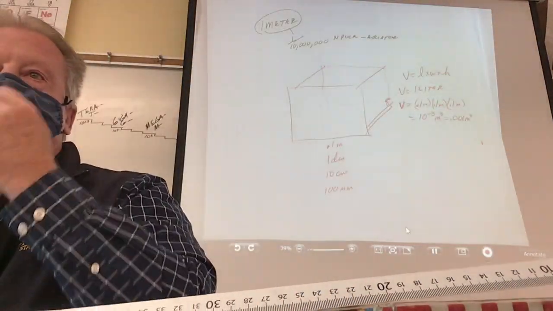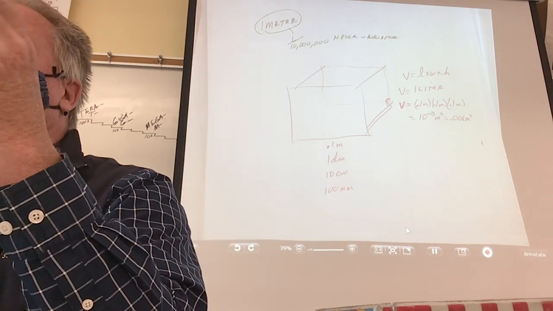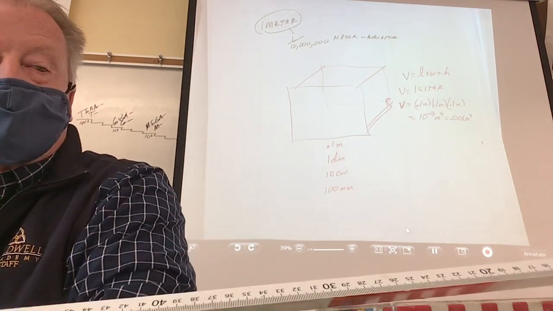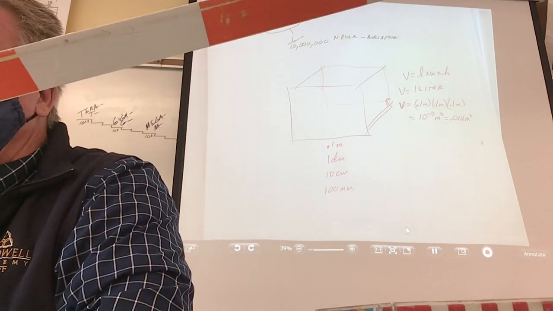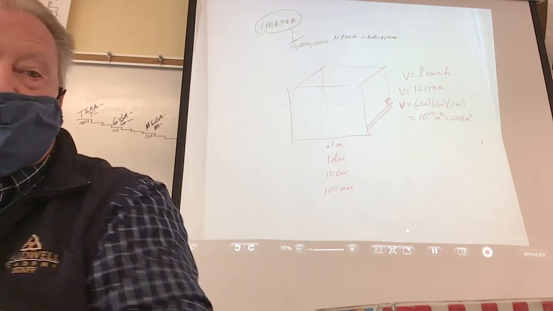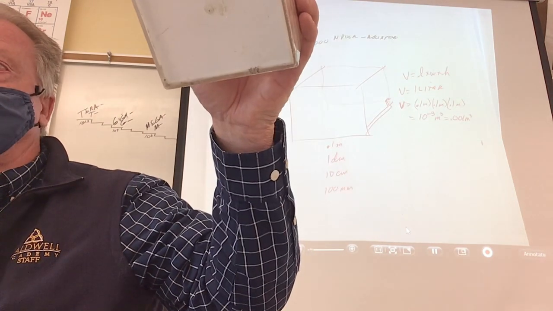Right. So if you took 10 million of these, you'd go from the North Pole to the equator. So they used the Earth to make the meter stick. Fine. Then they did something nobody else had ever done. I'm going to use this stick to make a container for volume.